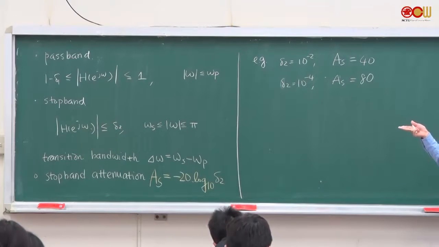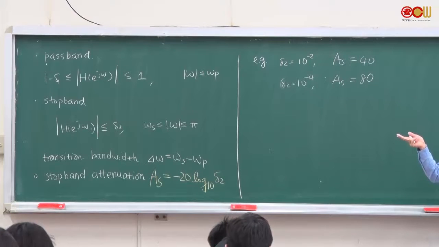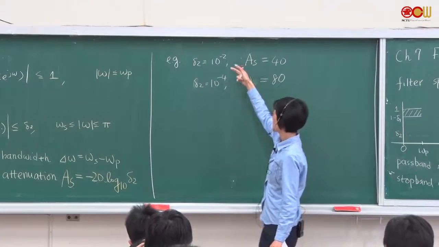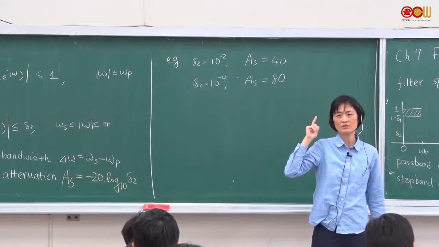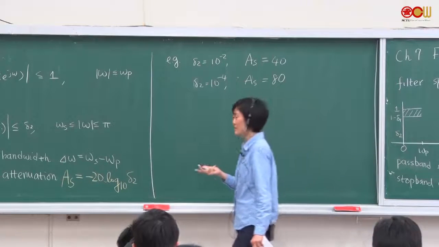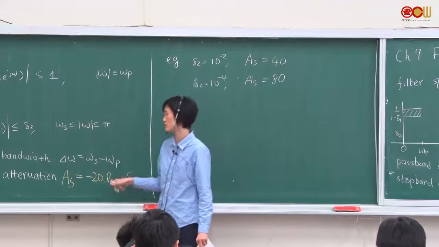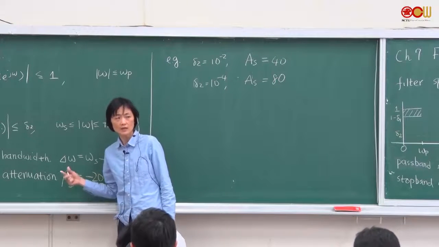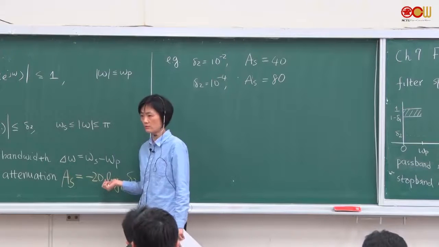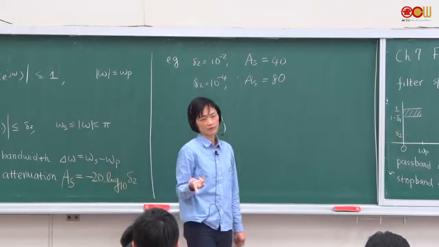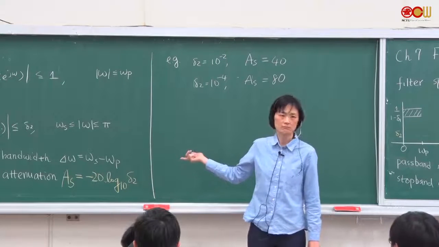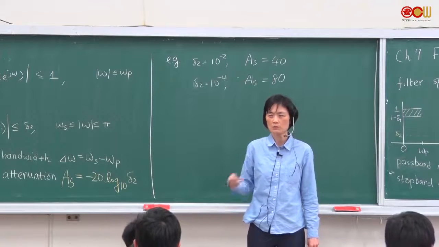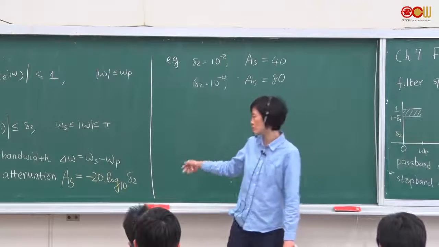Now, we already have this stopband ripple size delta 2, and it's like 10 to the minus 2, 10 to the minus 4. Why do we bother to define a different name? That tells us basically the same thing, right? If you know delta 2, you know what the stopband attenuation is, and if you know the stopband attenuation, you know what the ripple size is. Why do we even bother to define a different name, stopband attenuation? Why do we want to express it like this?